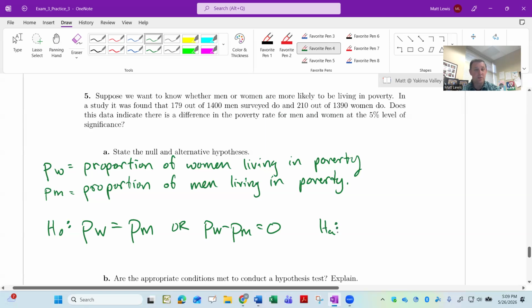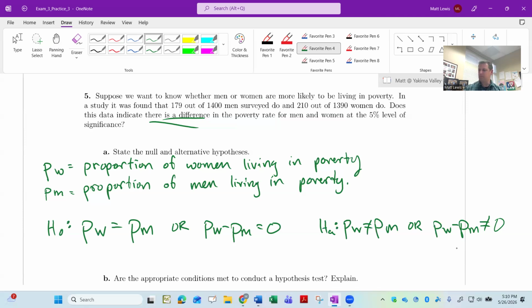And then we want to try to prove that there is a difference. That's what we're trying to prove. So that would be PW does not equal PM, or PW minus PM is not zero. That's what it would mean. It would be if the poverty rates were different.